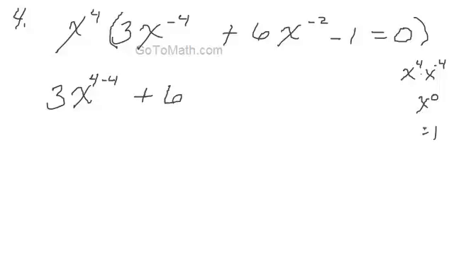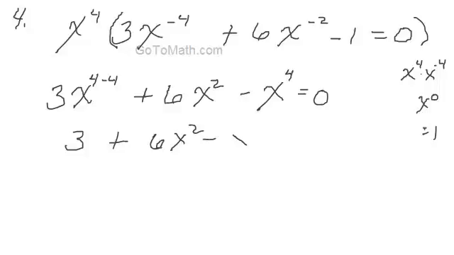So we end up having 6 times x to the fourth times x to the negative 2, and when you simplify that down, 4 minus 2 is 2, so we have 6x squared minus x to the fourth, distributing that across. And then now simplifying this down, we'll write that in standard form. It's not quite written in standard form yet.